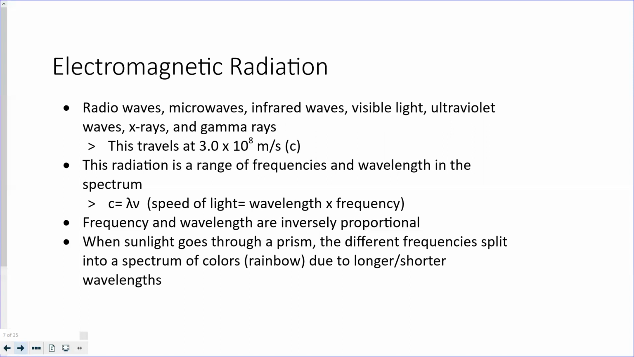And you can kind of see this. Most of this is invisible to the naked eye. But whenever sunlight goes through a prism, you're going to get it where it splits into that rainbow, and the different frequencies split into the spectrum of colors or the rainbow due to longer or shorter wavelengths. So that's why a rainbow always has the red on top and the violet on the bottom, because red light has a longer wavelength, so it can't bend as much, whereas violet light is a shorter wavelength, so it can bend a lot. So that's what gives us that different gradient of colors, the differences in wavelengths and frequencies.